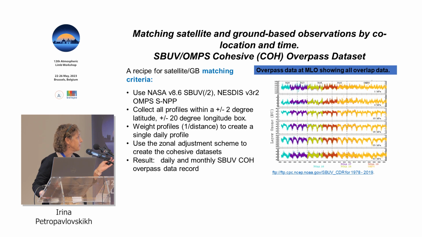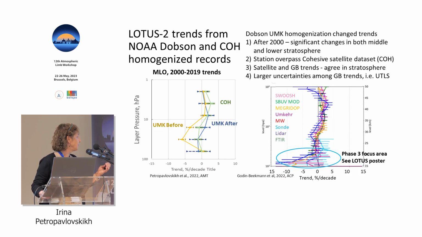Vertically resolved. But what I was asking her to do for this particular one is to match her satellite overpass over stations with the criteria of ±2 degrees latitude and ±20 degrees longitude box, and let's see if the zonally averaged trends differ from the trends of a station, right? So she also does some weighting to get a good daily profile for me, and then she's using the adjustment that she developed for the zonal averages to correct this overpass data set.